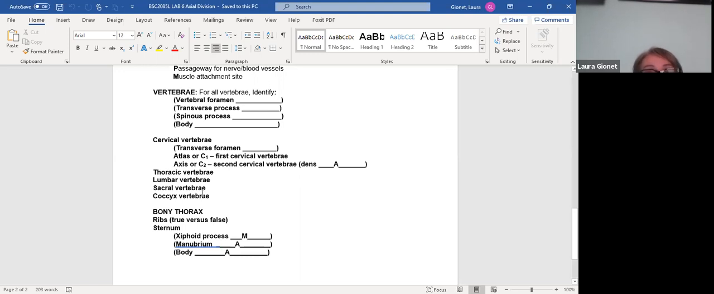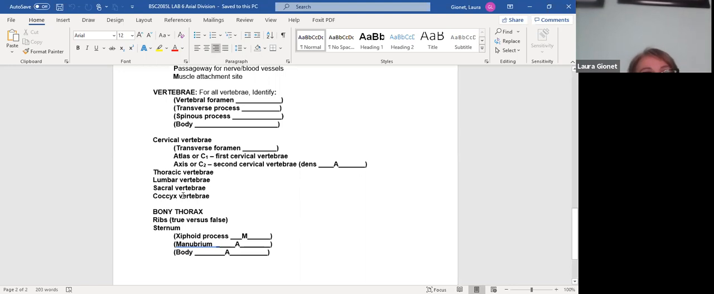Sacral vertebra, we just want you to know the sacrum as a whole and the coccyx as a whole unit. Yes, there are foramen found within them, especially in the sacrum, and there's other anatomy found on it, but we don't require you to know.